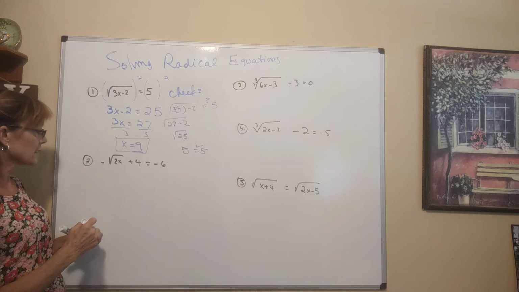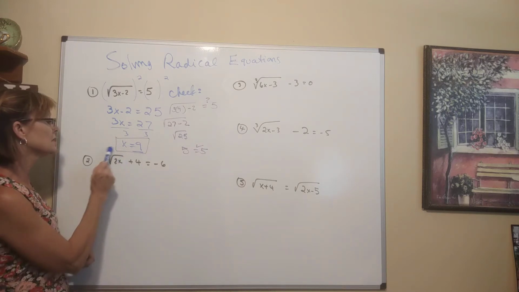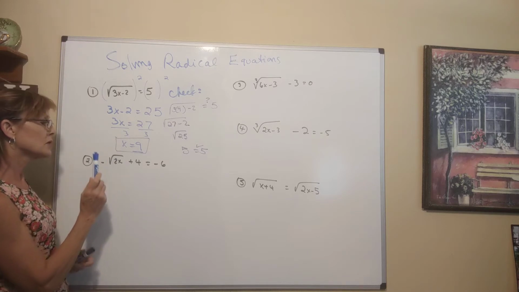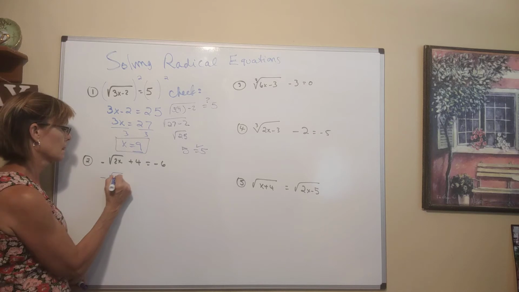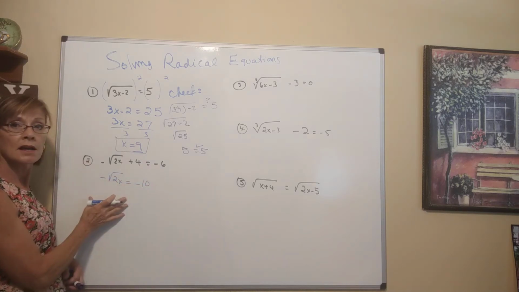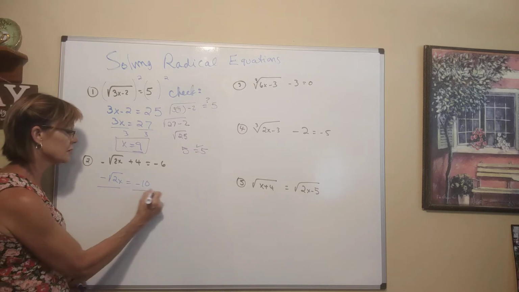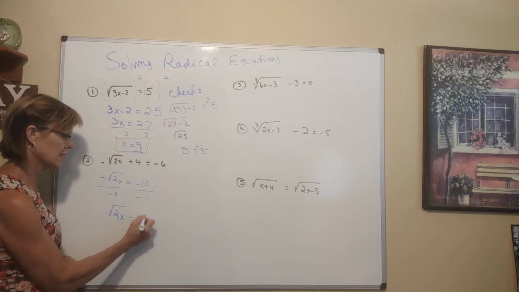Here's number 2. Let's go through it. Isolate the radical expression. This right here is the radical expression. So to isolate it, I will first subtract 4, which gives me negative 10. Then to get rid of this negative, I divide both sides by negative 1, and I get that the square root of 2x is equal to 10.